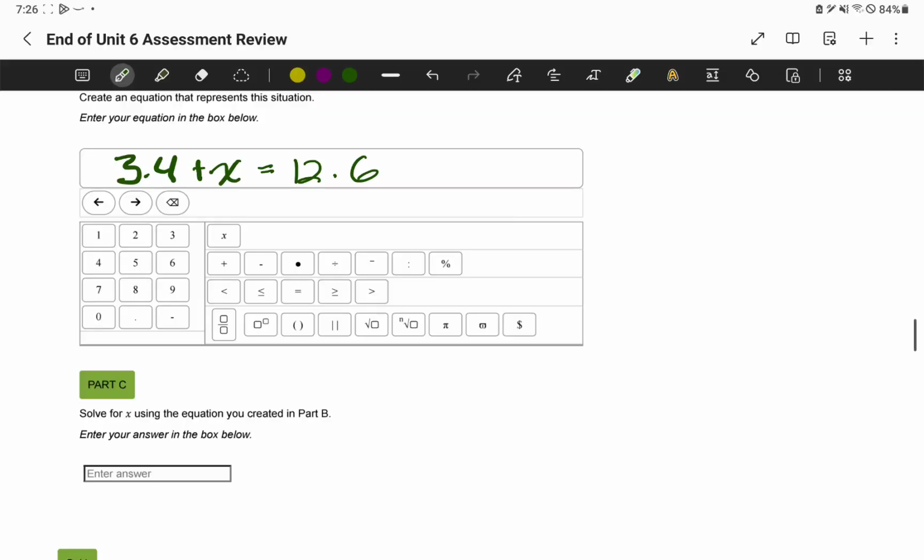And then solve for it. Well, 12.6 minus 3.4. 6 minus 4 is 2. 12 minus 3 is 9. And so 9.2. It's just, what do we add to 3.4 to get to 12.6? And we're done. We're good.